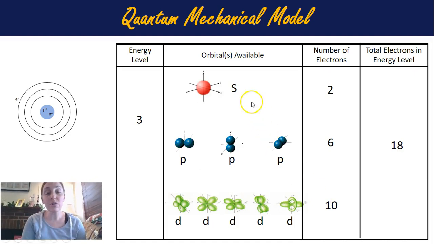You can also notice the pattern. The shape s has 1, and then p has 3, d has 5. It goes up by odds, like how many orbitals. And then if you double that number of orbitals, that's how many electrons each can hold.